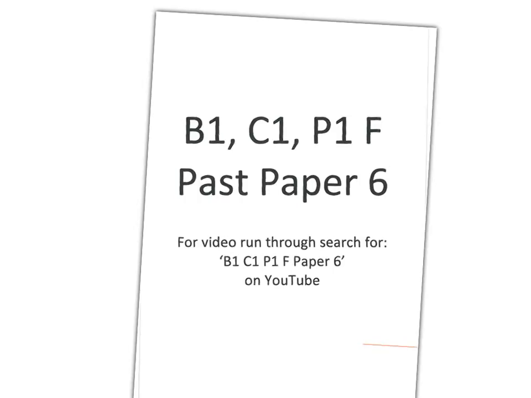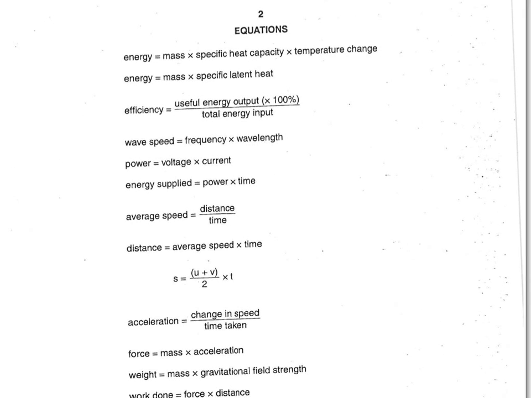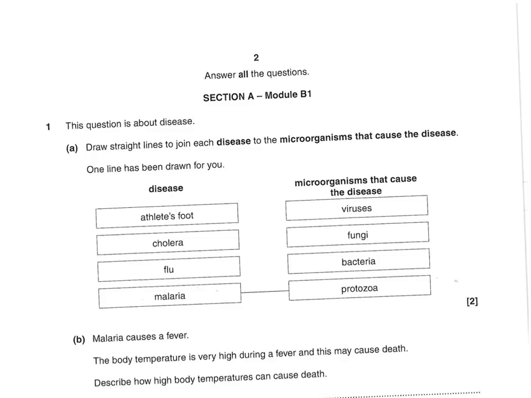So this is the B1C1P1 Foundation past paper 6 run through. And always remember you've got these equations at the front of your paper, especially important for the physics section. First we're going to go through the biology section. So the first question is about disease.